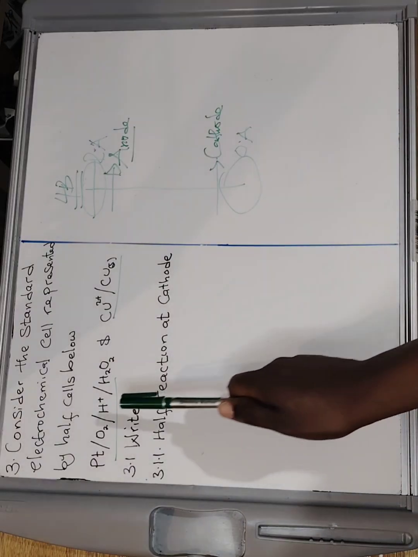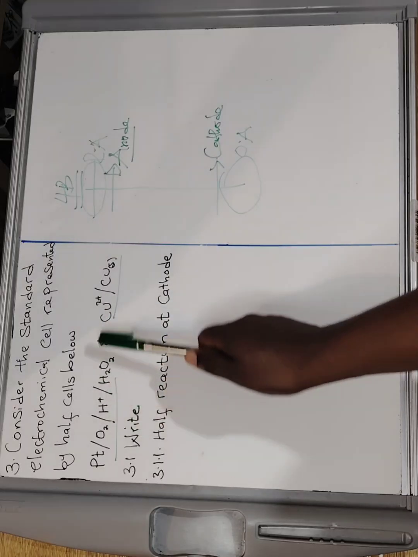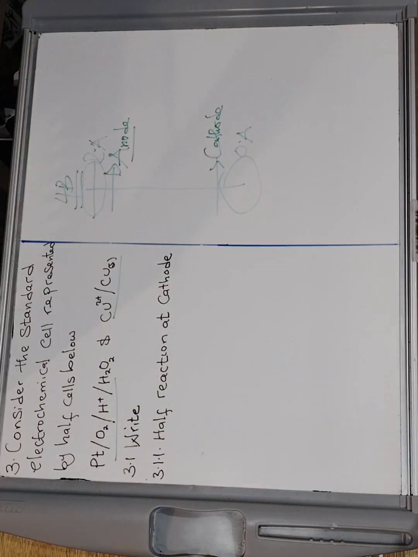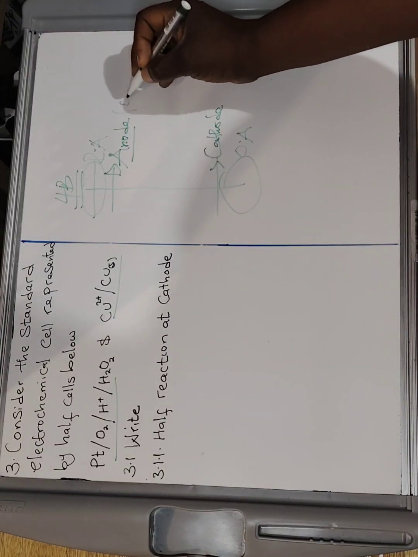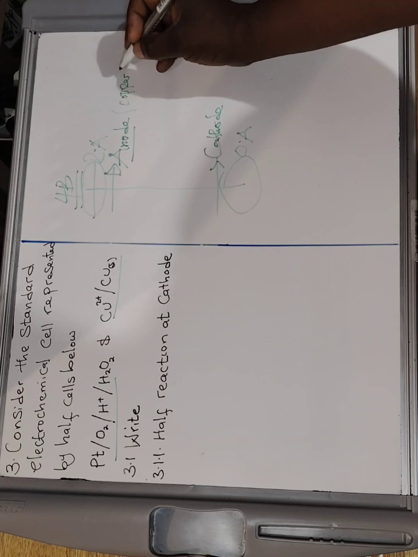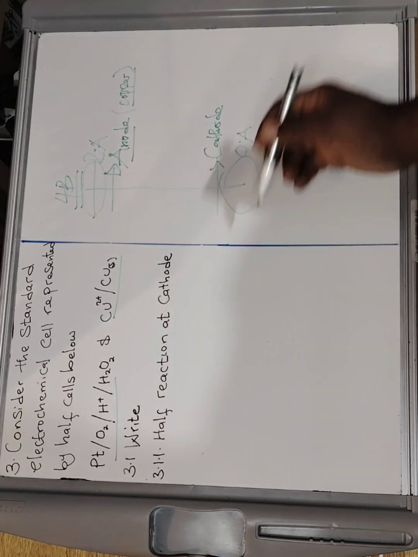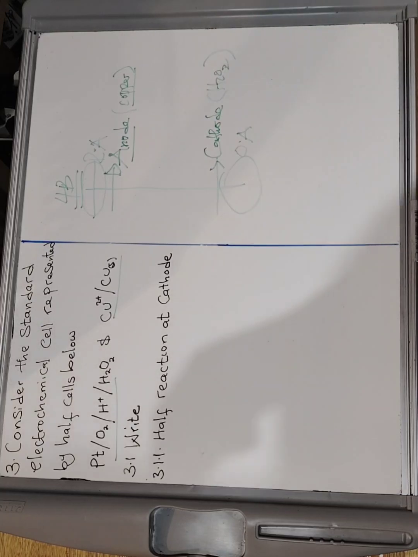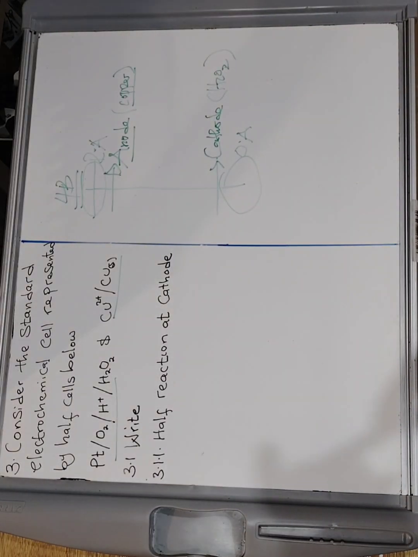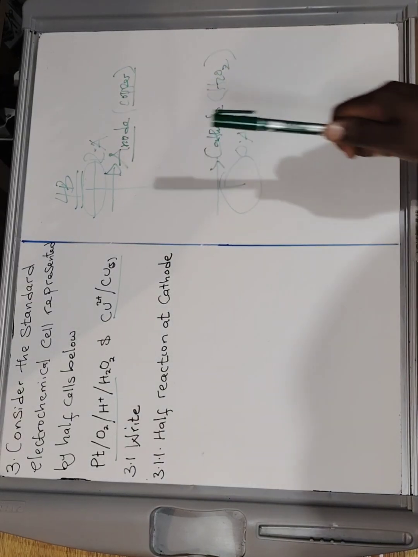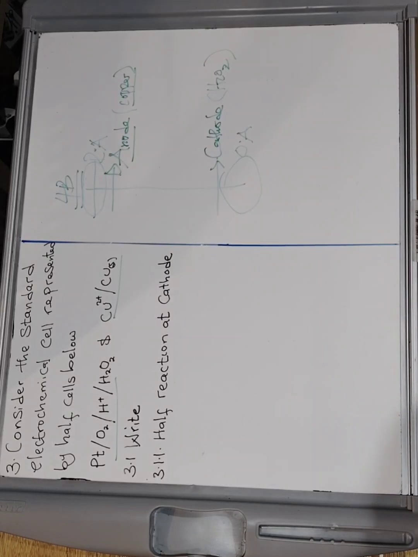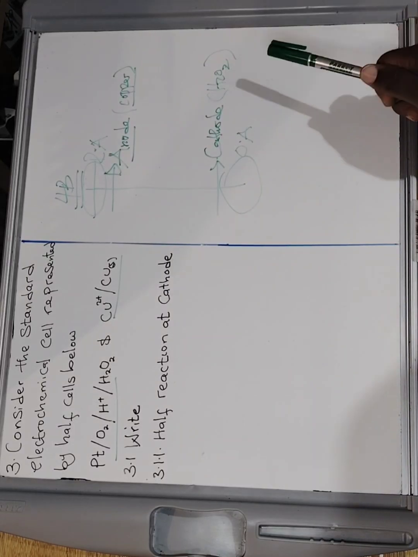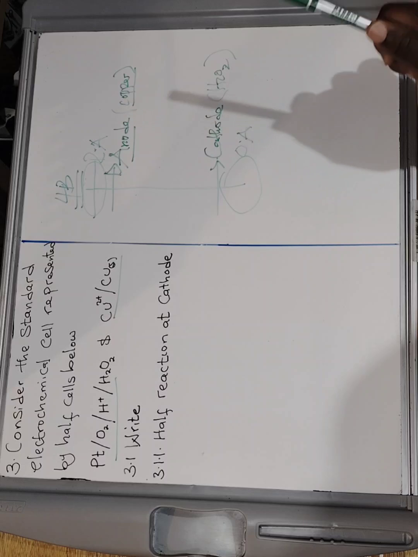So when you look at these two half cells, what do we notice? We notice that the copper half cell is on the top of this hydrogen peroxide half cell. And what does that mean? It means that copper half cell is the anode and this half cell is the cathode.